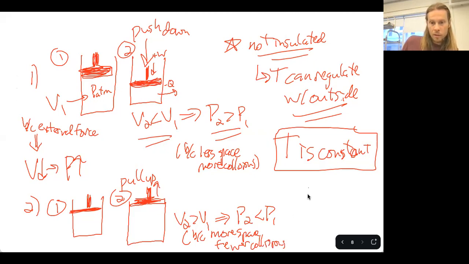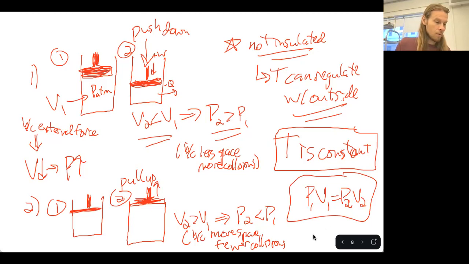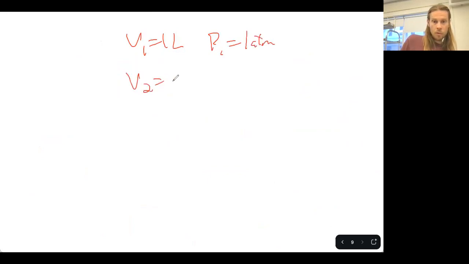So pressure decreases. P1 V1 equals P2 V2. That's it. Pretty straightforward. So we have our pressure and volume being inversely proportional if it's not insulated, so T can regulate with the outside, therefore temperature is constant. We can do a quick little example: volume 1 is 1 liter, pressure 1 is 1 atm. If I reduce the volume to 250 milliliters, what is P2?